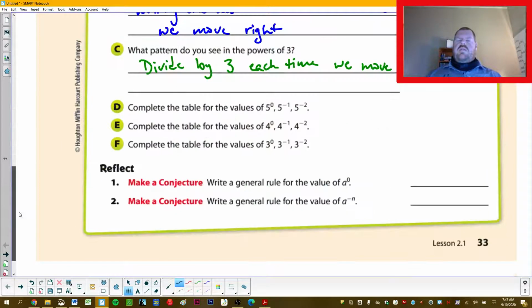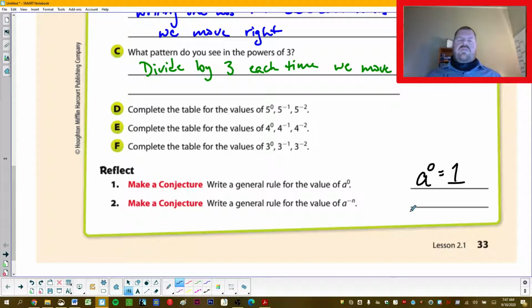So I would say that a to the 0 power is going to be equal to 1. Any number to the 0 power is going to be 1. That's a pretty big thing. I'm just going to throw out there that 0 to the 0 power might be a little bit of an issue. But everything else to the 0 power we're pretty confident is 1.